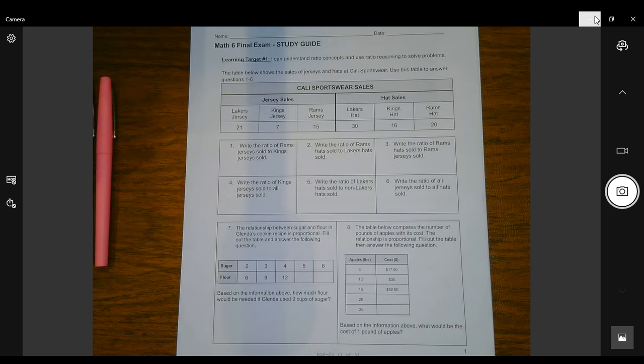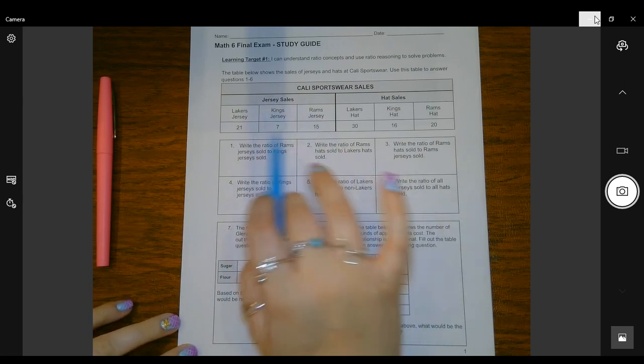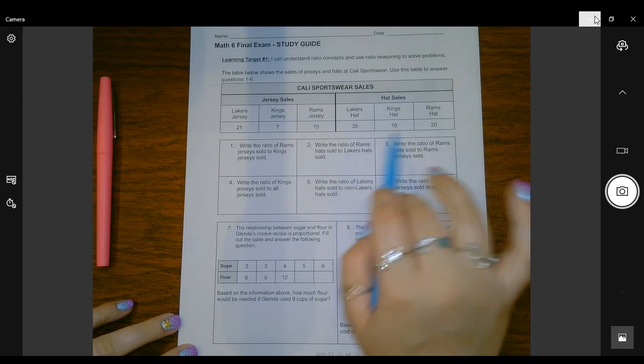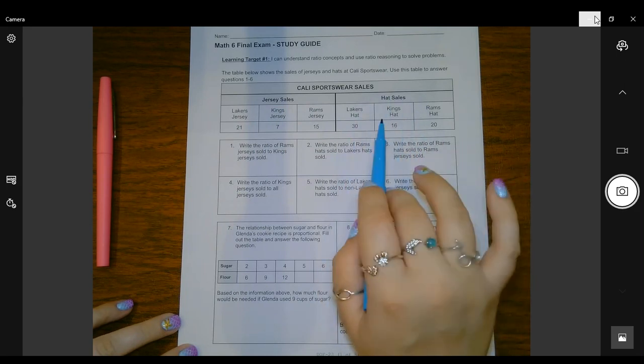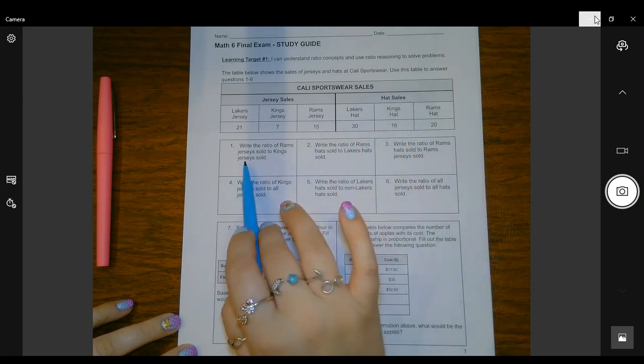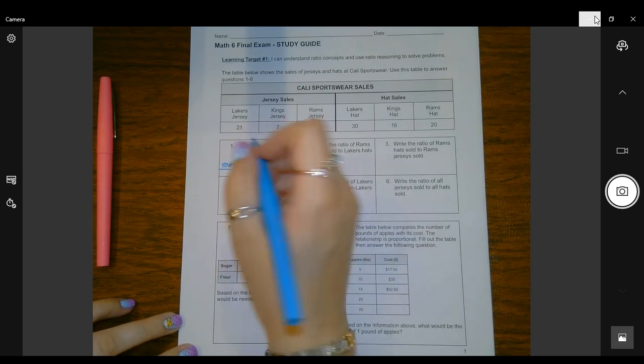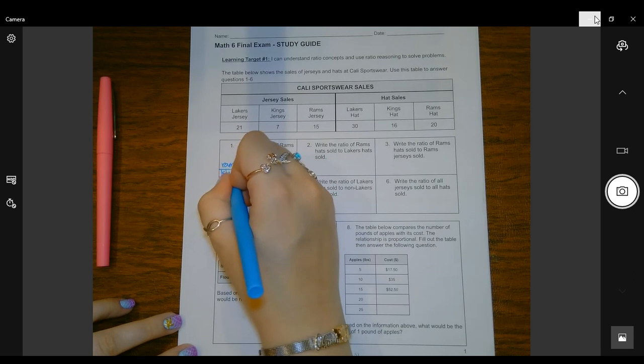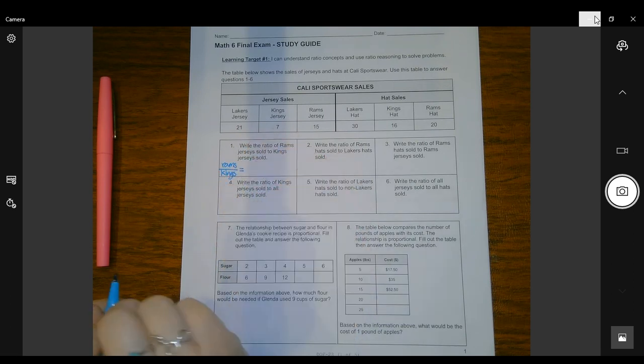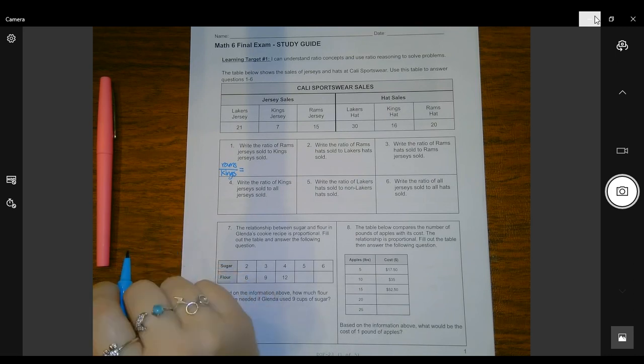Let's go. So for this first setup here, it says that they want us to write out ratios depending upon whether you bought jerseys or hats. So here's the table explaining how many jerseys you got, and here's the table explaining how many hats you got. So it wants the ratio of Rams jerseys to Kings jerseys. So I like to always write out what I'm comparing, so that way I don't mess it up. Whatever they say first goes on top, and whatever they say second goes on bottom. That's important. If you mess it up, then it's not actually the correct ratio.